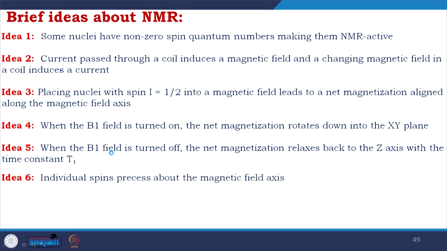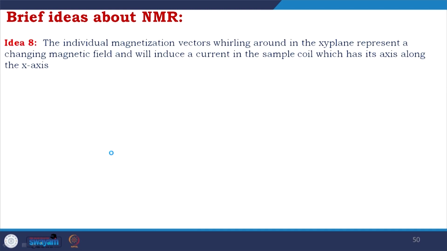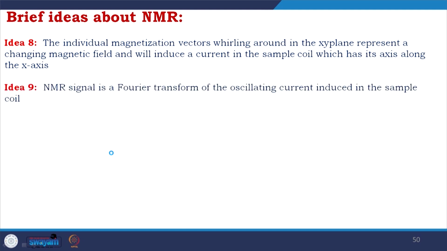Individual spins precess about the magnetic field axis. After magnetization is rotated into the xy plane by the B1 field produced from a pulse through the coil, it will precess in the xy plane. The individual magnetization vectors whirling around in the xy plane represent a changing magnetic field and will induce a current in the sample coil, which has its axis along the x axis. The NMR signal is a Fourier transform of the oscillating current induced in the sample coil.